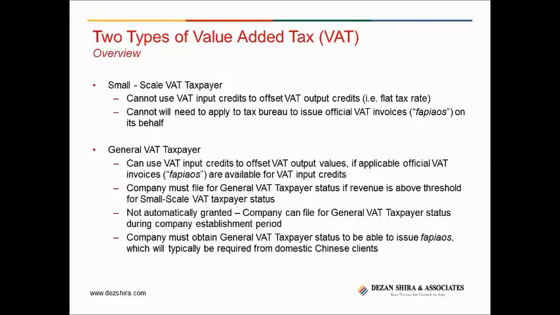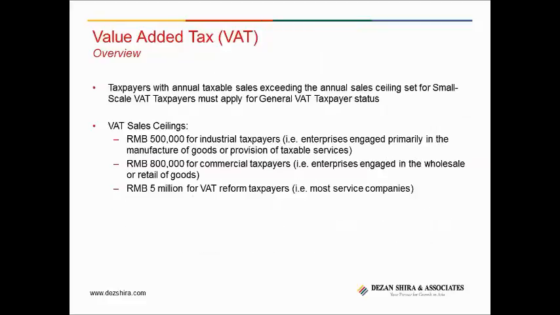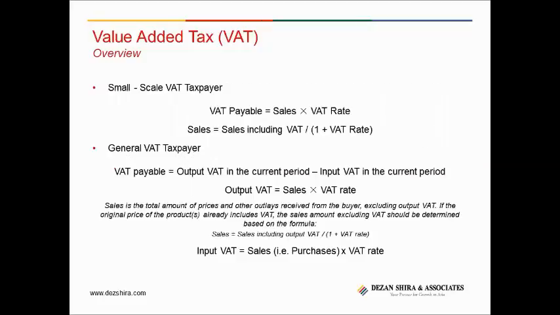However, a company should keep in mind that once annual taxable sales exceed the annual taxable sales ceiling, the company will be required to file for general VAT taxpayer status. Applicable sales ceilings differ by the type of industry the company is in. Here, the important distinction is that general VAT taxpayers can issue VAT special fapiaos and are eligible to use input VAT to offset output VAT, which is the key to lightening the potential heavy burden of the VAT.